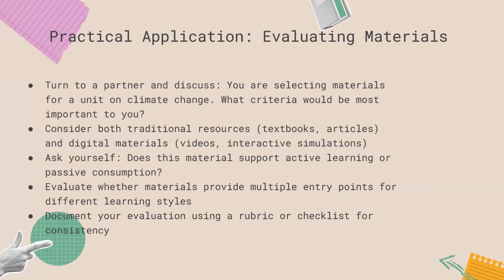As teachers, we need to compare these resources using the evaluation criteria we've just discussed. We should ask ourselves questions such as, is the information accurate? So in the textbooks, is the information accurate? In the articles, is the information accurate? Is it appropriate for my students' level? Does it encourage critical thinking in students? Does it promote active participation?